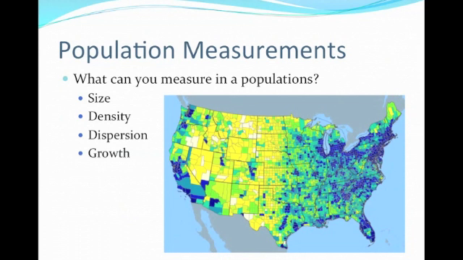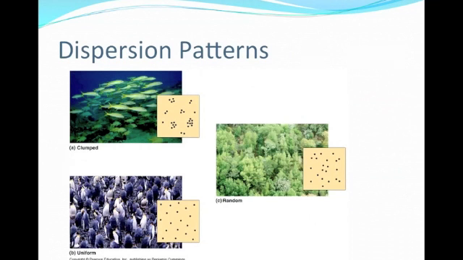The next way you can measure population is dispersion. Dispersion patterns are important because if you're trying to figure out the size and density of a population, you should know how they're laid out in an area. The three different dispersion patterns are clumped, uniform, and random. As you see in these pictures, they take on different forms, and different organisms usually have different dispersion patterns.